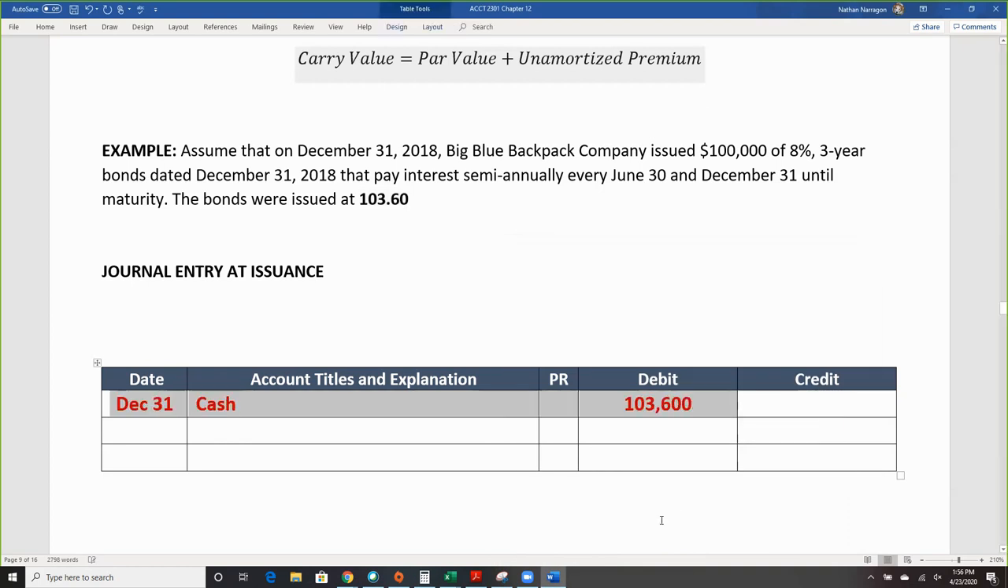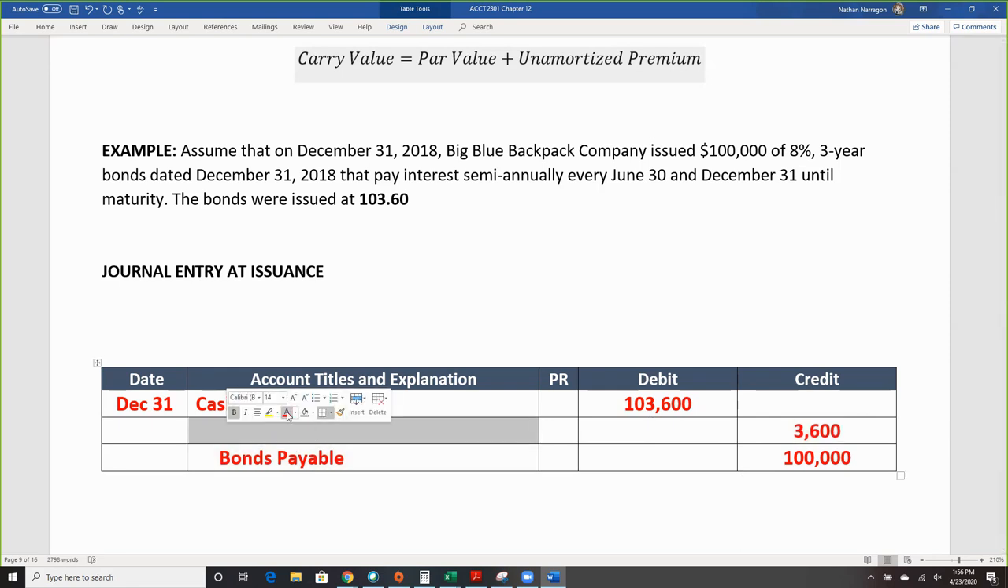Again, I debit cash. And I credit bonds payable. And I can see a difference. It's a lot easier when they're whole numbers like this. But here, I can tell right away the difference is again 3,600. But this time, we need to add it to the credit to balance to the amount of cash we receive. So there's our 3,600.